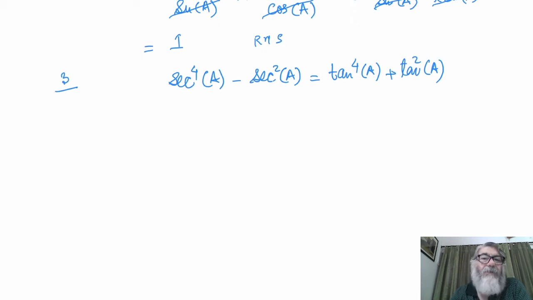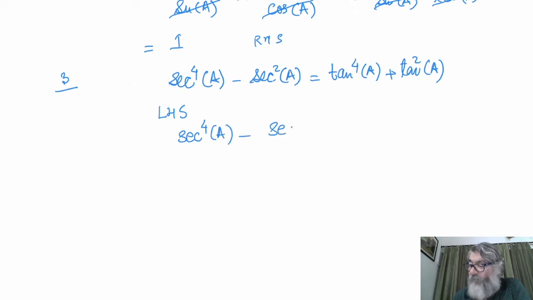So I have to convert sec in terms of tan. So what am I going to do? I just convert sec square a in terms of tan square a. So let us see left hand side. Left hand side is sec to the power 4a minus sec square a. I can take out sec square a common here. What is left? Sec square a minus 1.